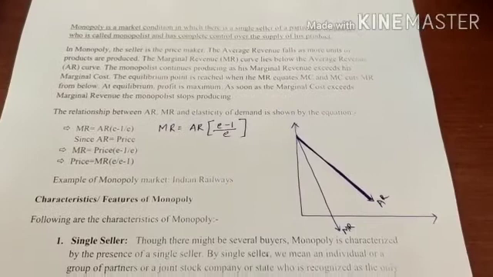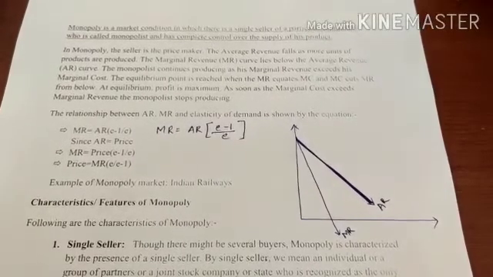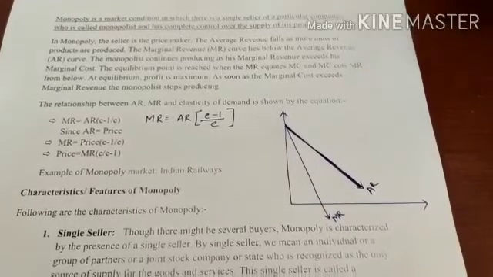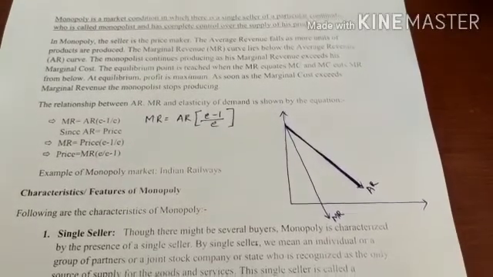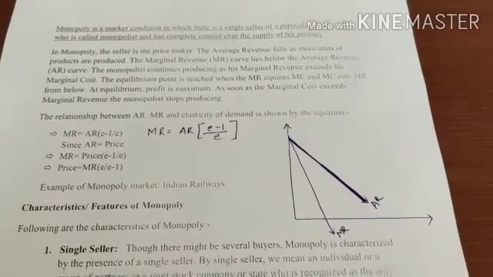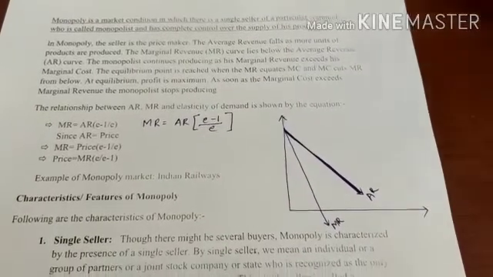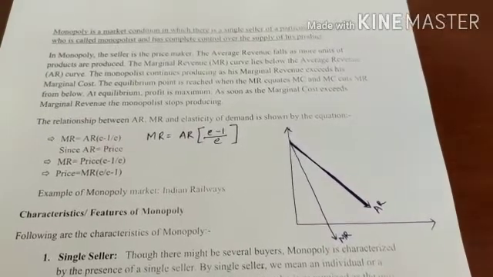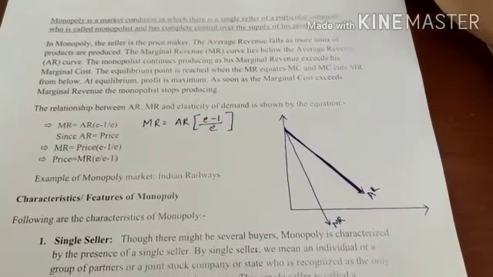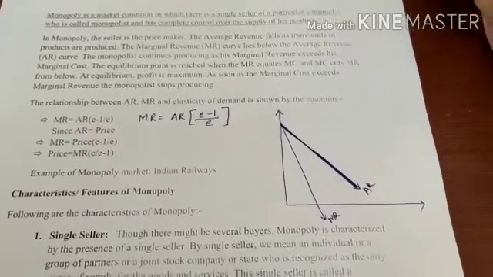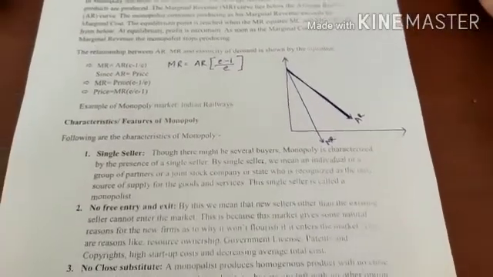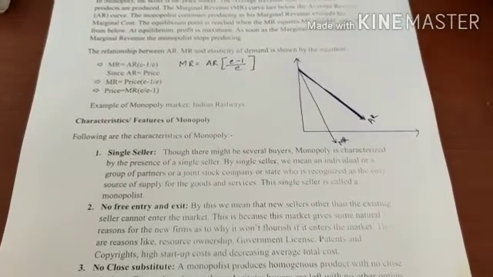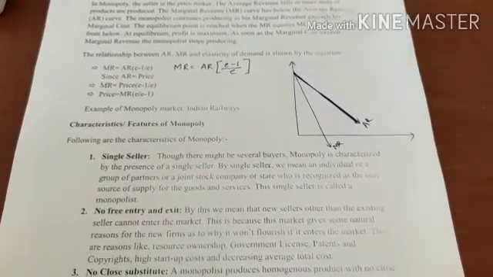And definitely the seller will operate till where MC is equal to MR. As soon as his marginal cost goes above his marginal revenue, he will stop producing, because he is not getting more than what he is spending. So that's why he will see to it that his MR is equal to MC. Apart from this, there is a relationship that is stated between average revenue, marginal revenue and elasticity of demand.